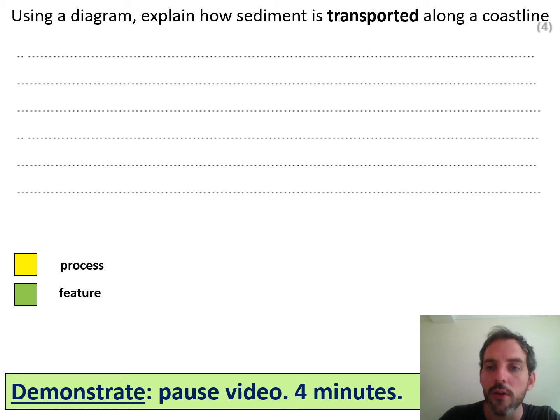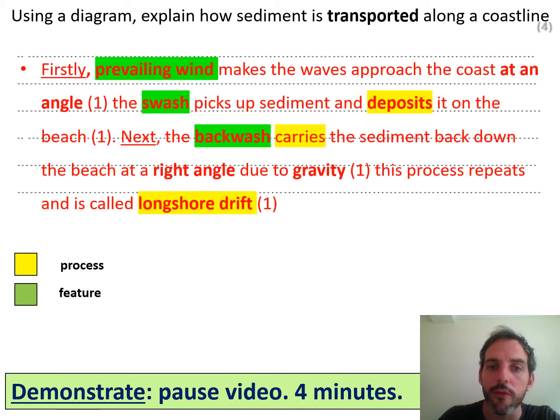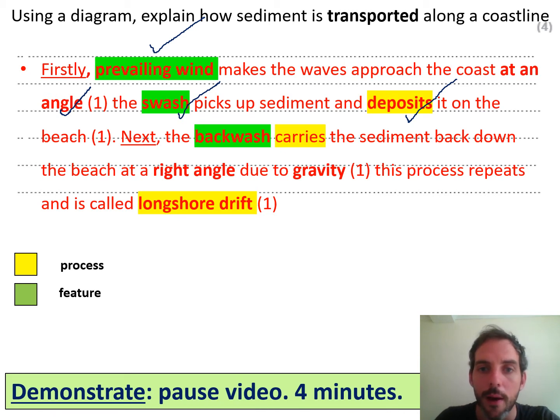Let's take a look at the answers. So we could say first off that the prevailing wind, firstly, the prevailing wind makes the wave come in at an angle, which is important. That's our first mark. The second mark, the swash picks up sediment. Make sure we've got the word swash in there, and deposits it. We didn't include that in our diagram, but we can now. The swash picks up the stone, the pebble, the sand, and deposits it on the beach.